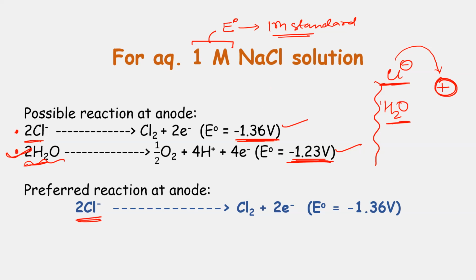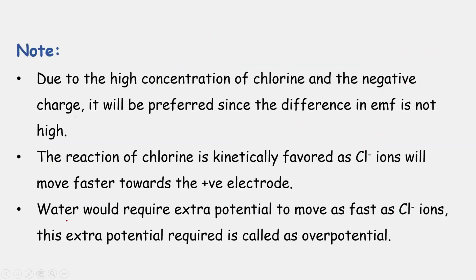And since the EMF difference is not very high, okay? If the EMF difference was very high, then obviously the H2O reaction would have taken place. But since chloride is moving faster and the difference in EMF is not very high, the chlorine reaction is preferred. This is the same thing we have written here: due to the high concentration of chloride and the negative charge. There are two reasons. It will be preferred since the difference in EMF is not high.